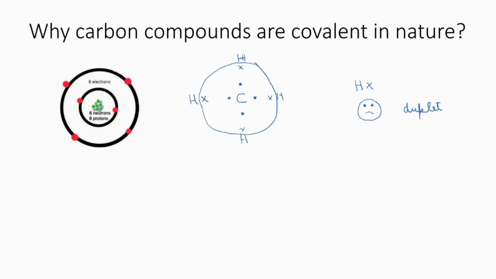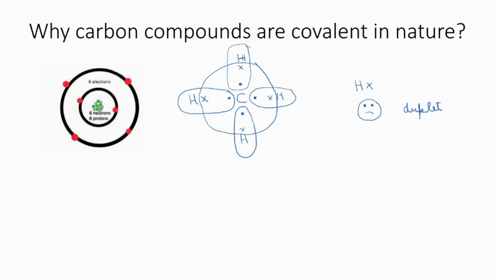Now carbon is happy, no? Okay, but think about hydrogen. See, hydrogen is also happy. Okay, that is mutual sharing is taking place. Correct? So hydrogen also attained stability by the duplet configuration, whereas carbon also attained stability by octet configuration.